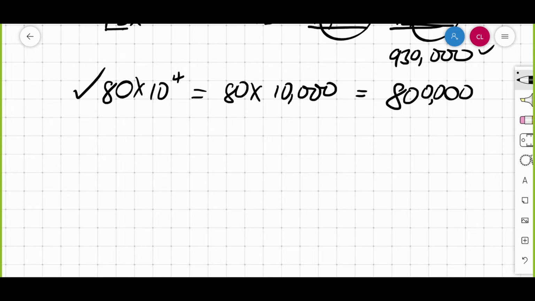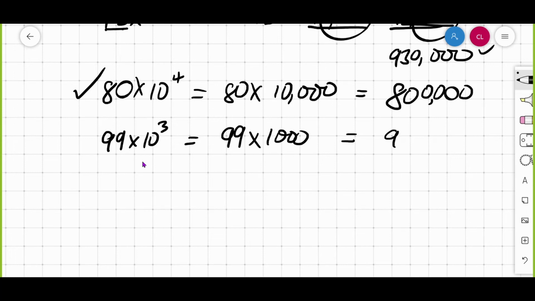Anybody else want to try one? Joel first. Go ahead. What's yours? 99 times 10 to the third power. 10 to the third power is 1,000. So 99 times 1,000 equals 99,000. So that one would be correct.